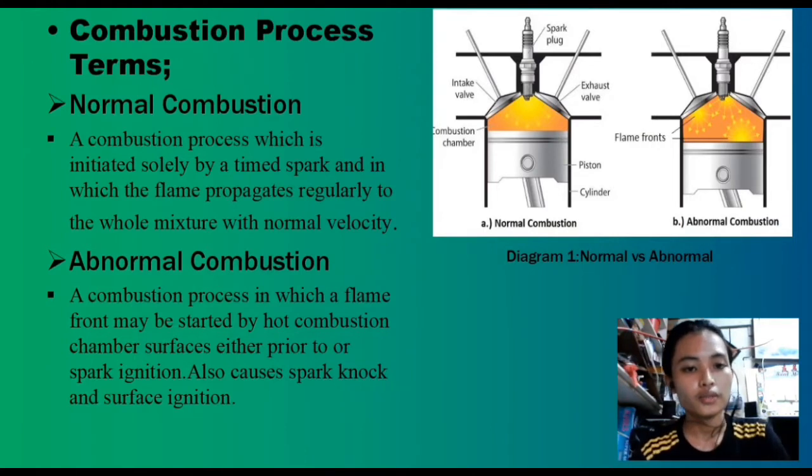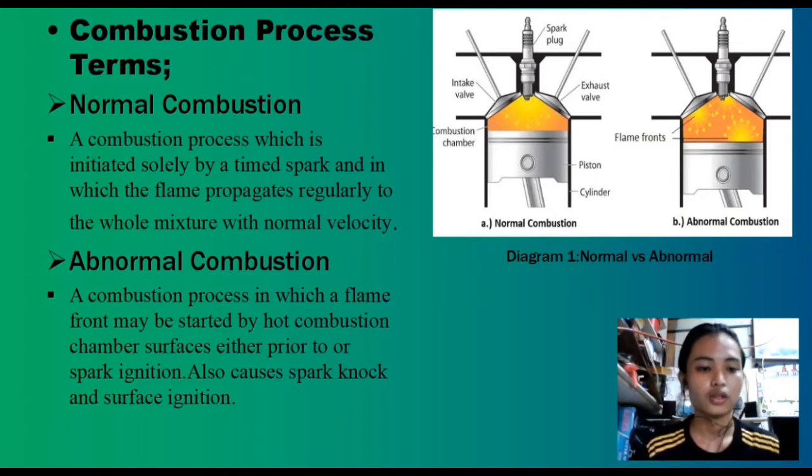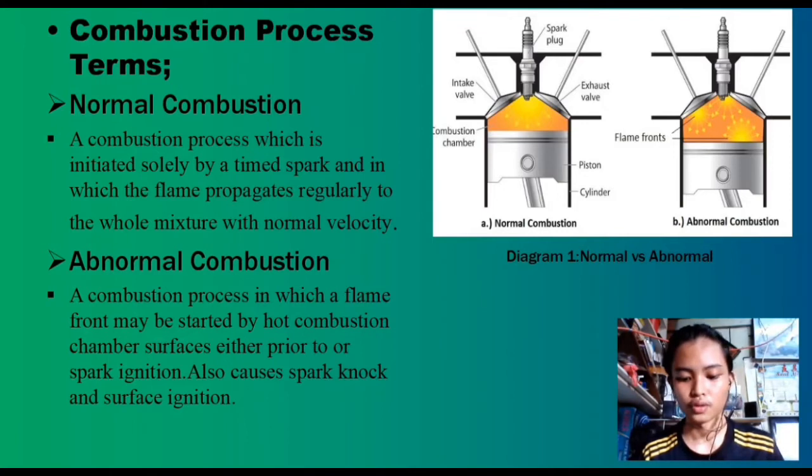A combustion process which is initiated solely by the timed spark and in which the flame propagates regularly to the walls through the mixture with normal velocity. Next is abnormal combustion. A combustion process in which a flame front may be started by a hot combustion chamber surface either prior to or after spark ignition. Abnormal combustion also causes spark knock and surface ignition. Diagram 1 is the example of normal and abnormal combustion.